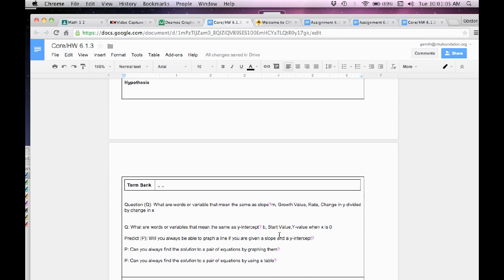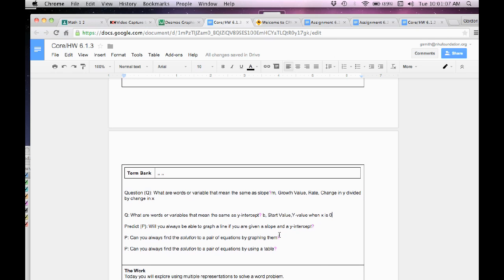Okay, predict. Will we always be able to graph a line if you're given a slope and a y-intercept? I don't see why not. It seems really likely that anytime you have a slope and a y-intercept, in y equals mx plus b form, yeah, it should be possible.